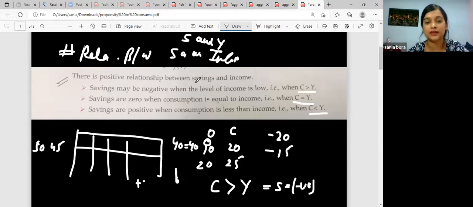So write it down like this. First write the heading: relationship between savings and income. There is a positive relationship between them, and these three points.